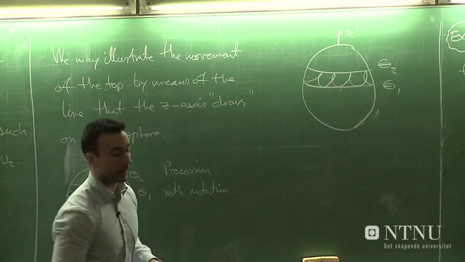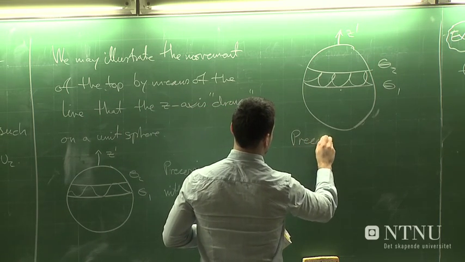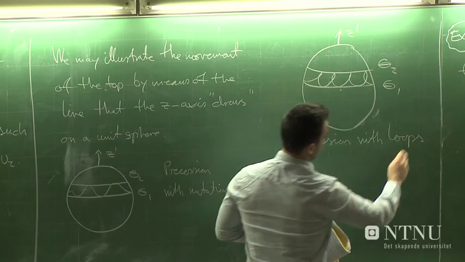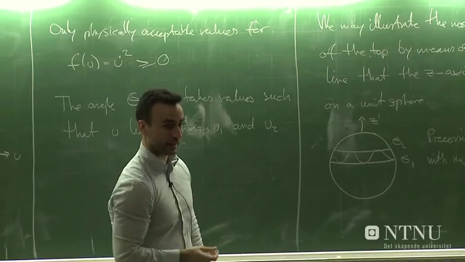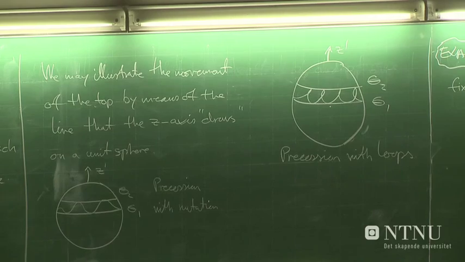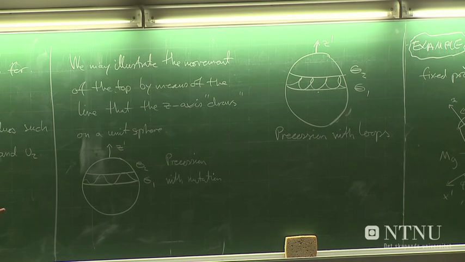You can have other exotic patterns. You can have precession with loops. So the top is actually making loops as it's spinning. Yeah, I think we'll settle for those two. So the point is just that accompanied with the precession of the top as it's rotating around the z prime axis, you can also have an additional motion due to the way the top changes between these two extremal values.